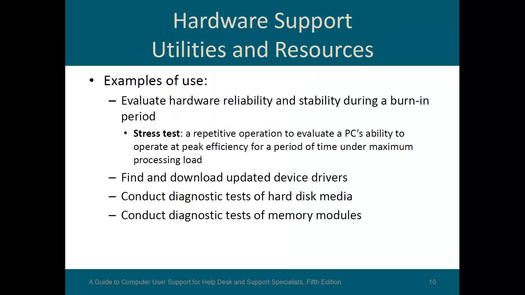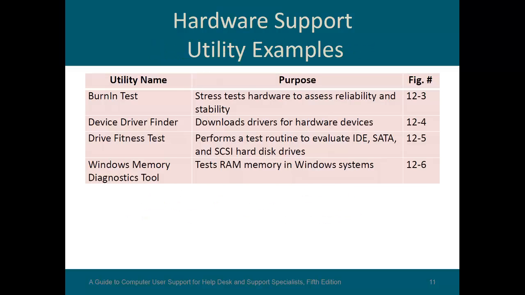Examples of use: evaluate hardware reliability and stability during a burn-in period. It's called a stress test. You can find and download updated device drivers, and conduct diagnostic tests of hard disk media, as well as conduct tests of memory modules, the RAM. So, utility name, burn-in test, stress tests hardware to assess reliability and stability.